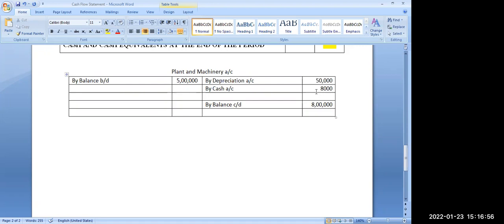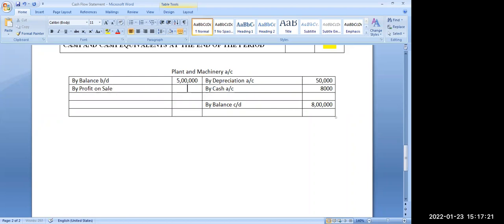So we have a 5,000 worth machine, and we sold it for how much? 8,000. So is there a profit or loss? Profit of 3,000. So that needs to be entered here, by profit and loss account or by profit on sale of machine. Profit on sale of machine.